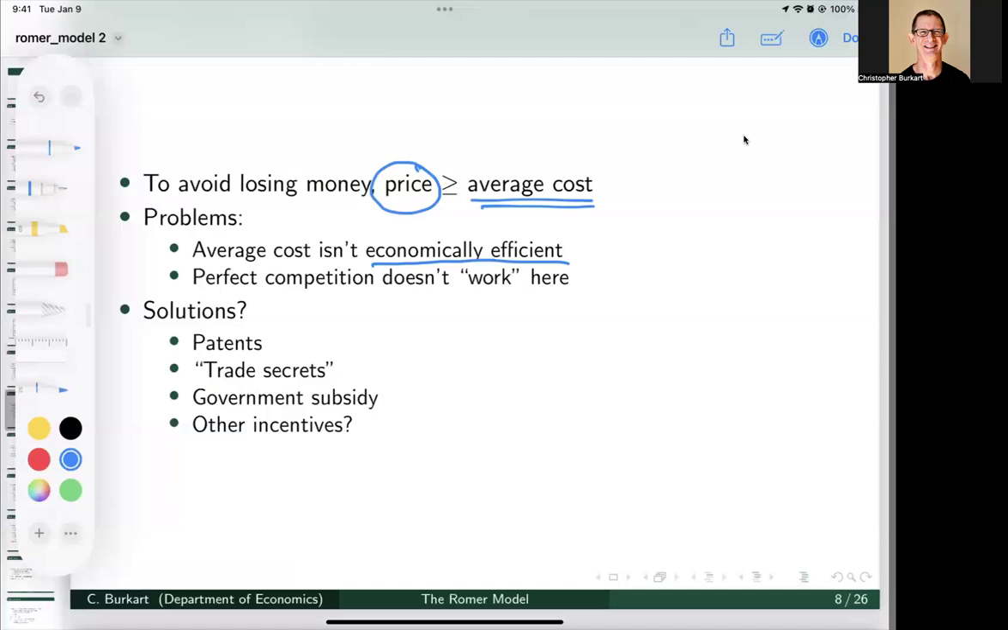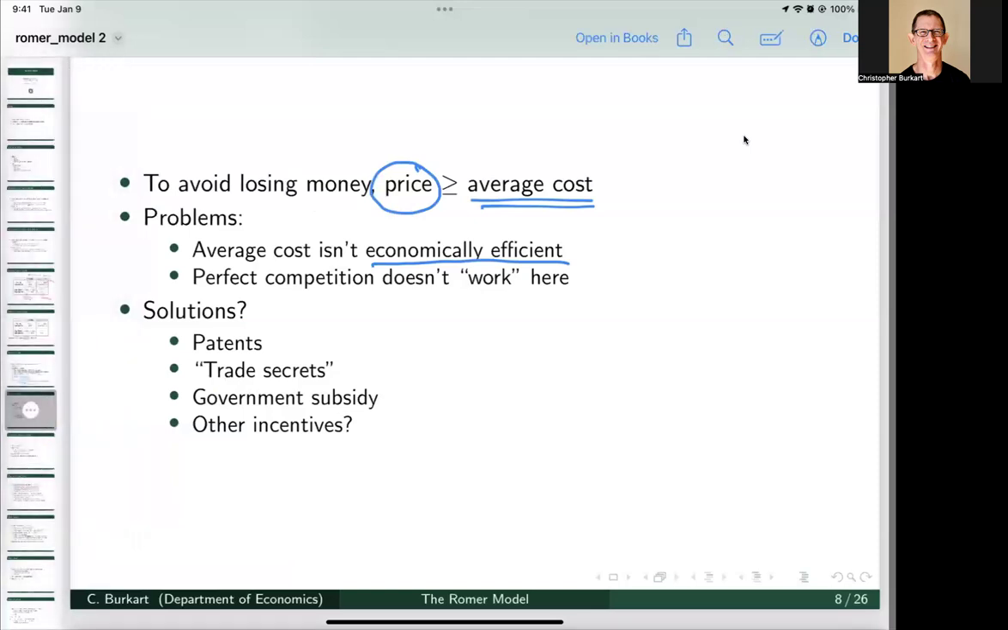So the solution to this is to try to find a way to allow firms to recapture some of their development costs. And I've got a list of potential solutions here. Things like patents that last a certain amount of time, trade secrets. Governments could provide subsidies. Governments could foot the bill for those huge fixed costs. Maybe you can think of some other incentives that would allow this to happen.